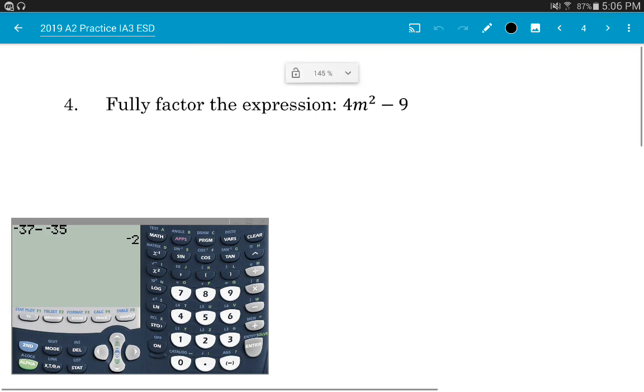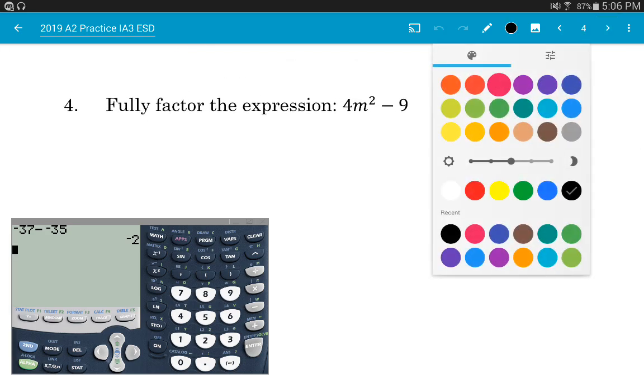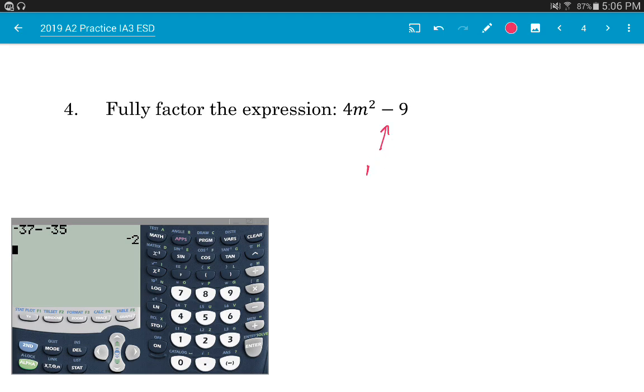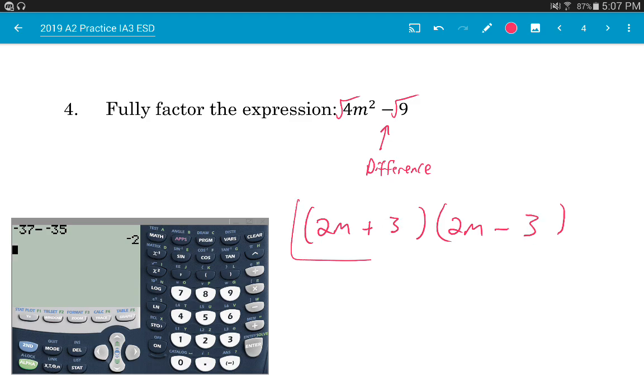Question 4. Fully factor the expression 4m squared minus 9. This right here is the difference of two things that can be square rooted. They're perfect squares. Right? So the square root of 4m squared, let's see what that's going to be. Square root of 4 is 2. Square root of m squared is m. It's the difference of two squares, so it's plus or minus. And the square root of 9 is going to be 3.